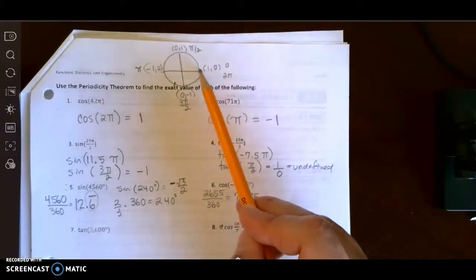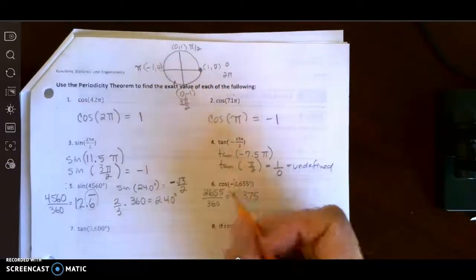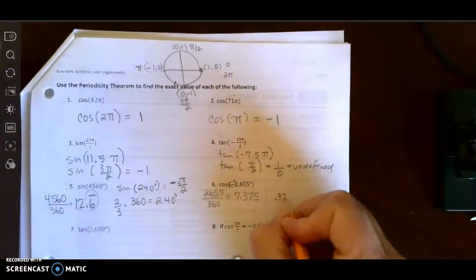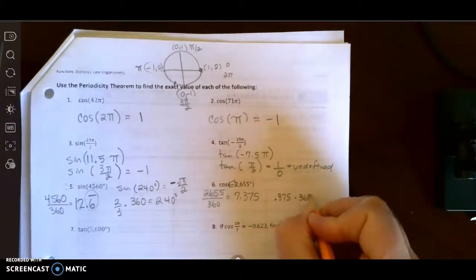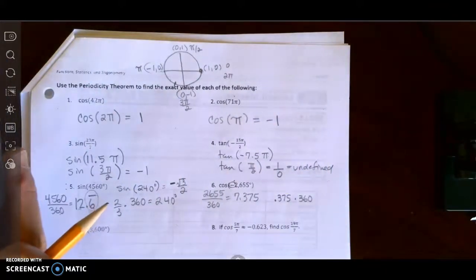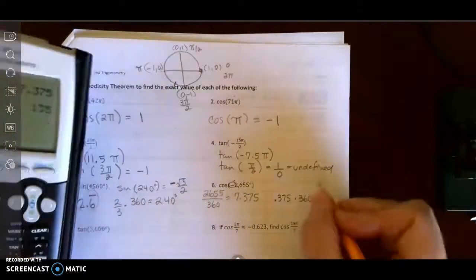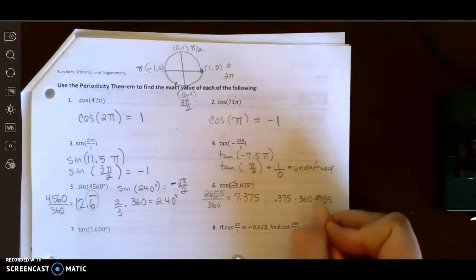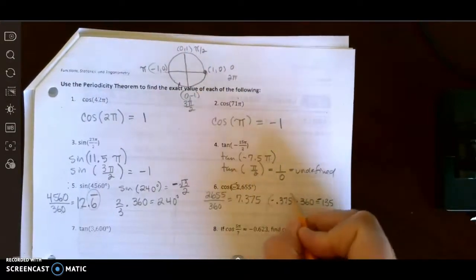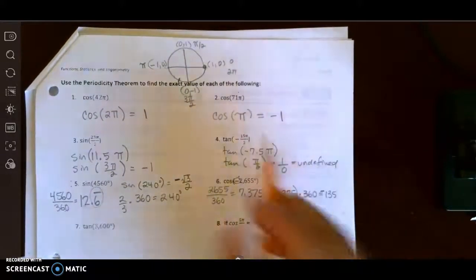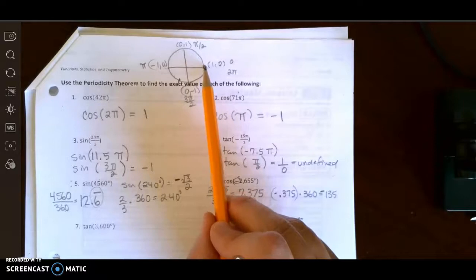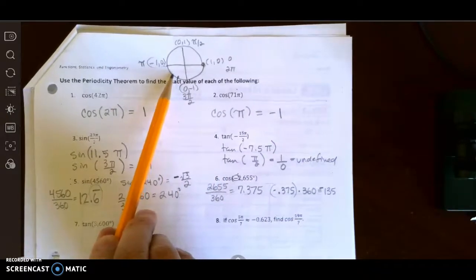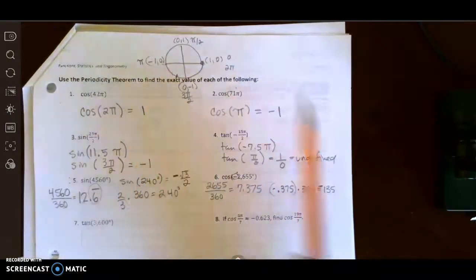So I land here, and then I have to go in the negative direction 0.375, which means I have 0.375 times 360, and I get 135. Now remember, this is negative, so I'm going to go negative 135 degrees. So if I'm here, negative 135 is at my pi over 4 family right here. And at my pi over 4 family, both my sine and cosine are the square root of 3 over 2.